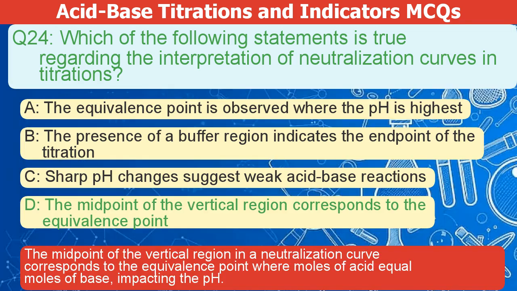The correct answer is D. The midpoint of the vertical region in a neutralization curve corresponds to the equivalence point where moles of acid equal moles of base, impacting the pH.